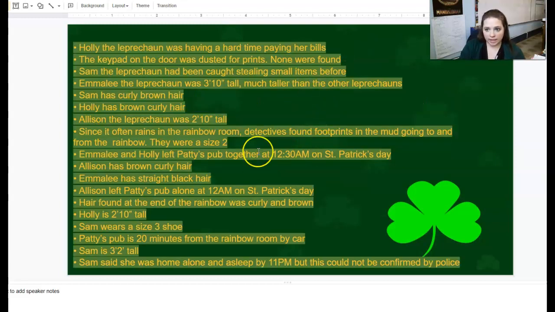All right, so here's your list of all the information gathered. It's on Holly, Sam, Emily, and Allison, but it also has to do with the other information or evidence that they found to figure out who did what.